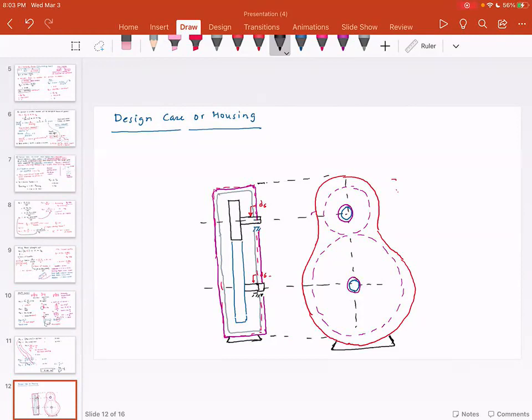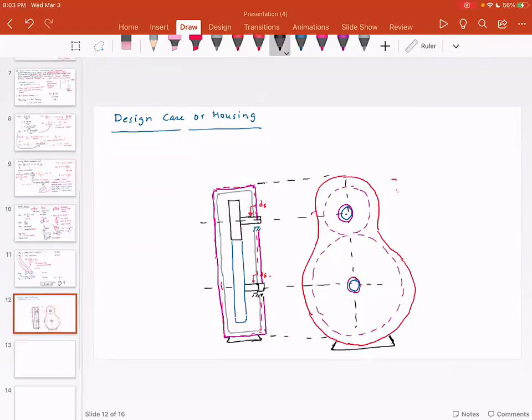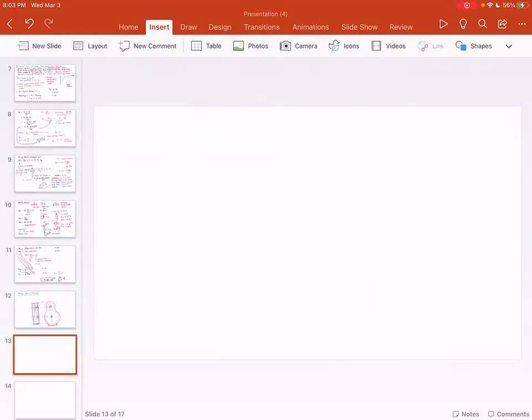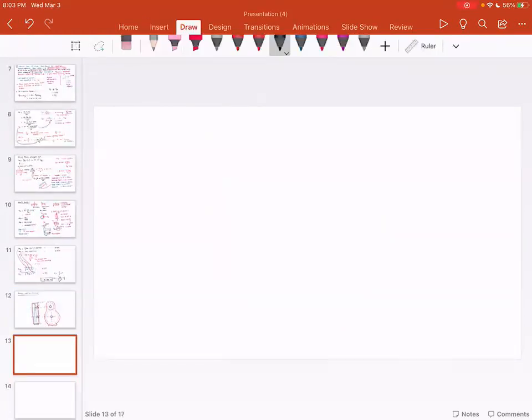Now, the next part is design of helical gears. So we will start the next topic, and the next topic is helical gears.